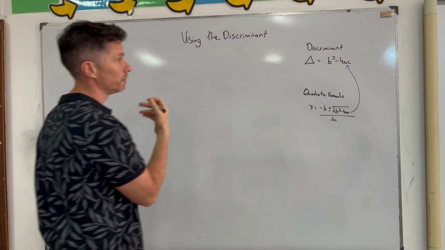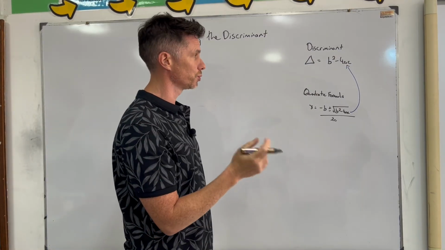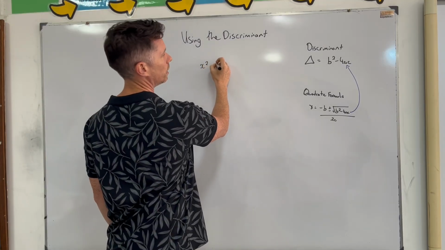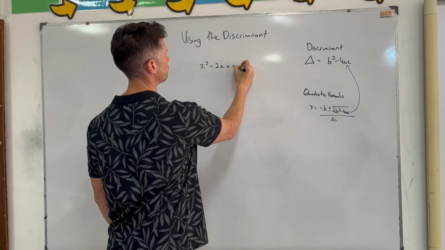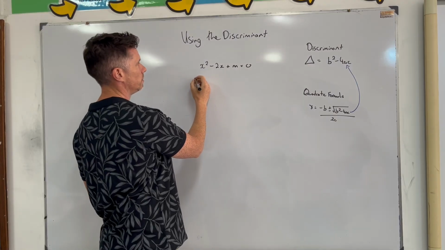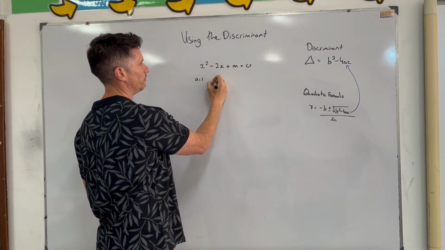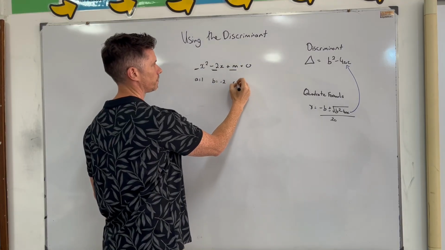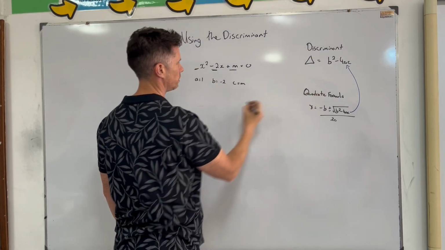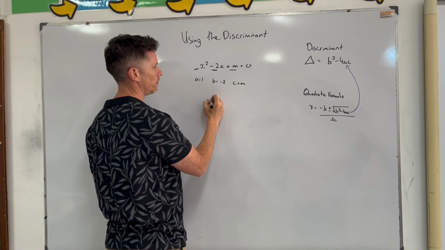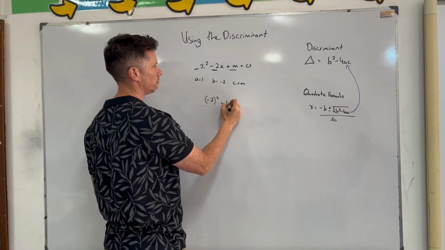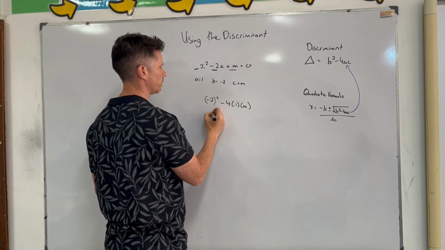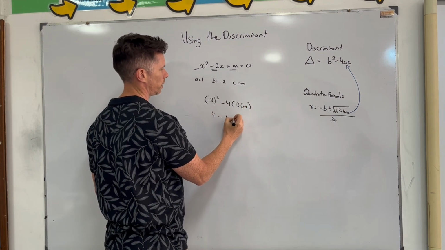We're going to look at the discriminant. It says find the discriminant, so we're just going to go straight to finding the discriminant of x squared minus 2x plus m equals 0. So a is 1, b is negative 2, and c is m. The discriminant is b squared minus 4ac, so minus 2 squared minus 4 times 1 times m, and we get 4 minus 4m.